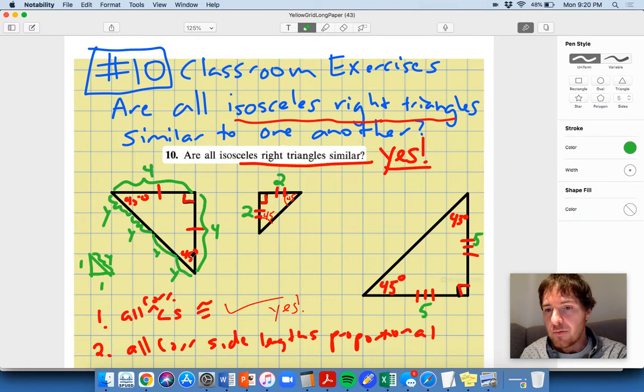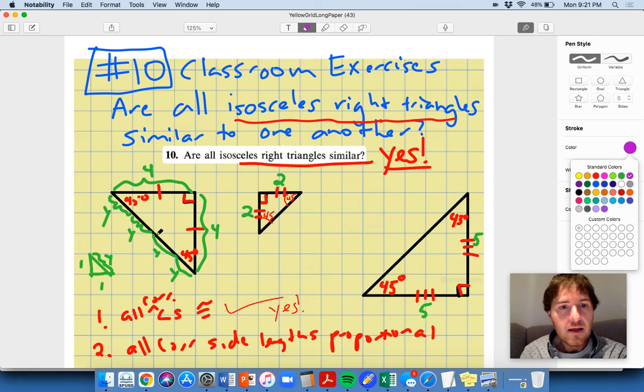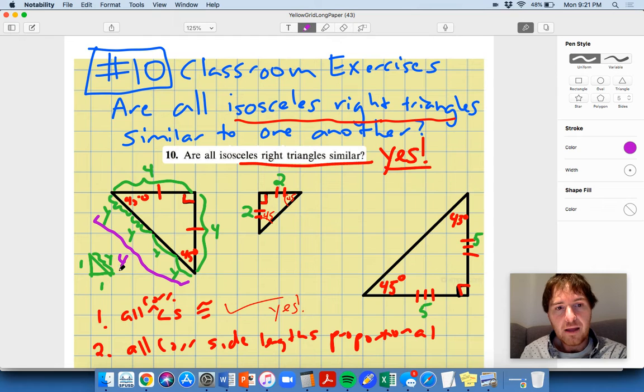Why did I choose the letter y? Well, I had to define a variable, and I could have chosen any variable. I'm choosing y here. So it turns out that this hypotenuse right here, I'm going to let it represent 4y.